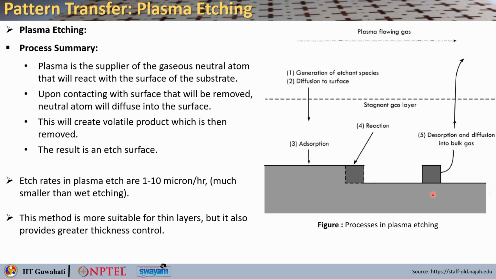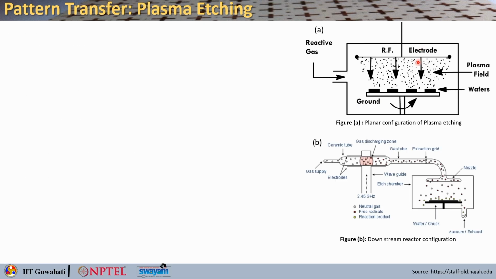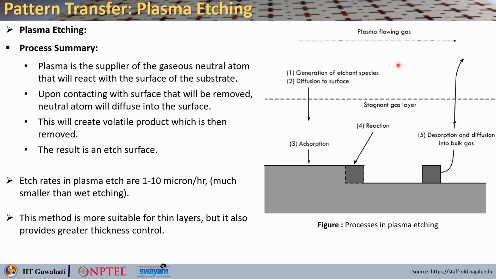So, this is how it works. You have the material to be removed. You have the plasma gas flowing this way, then you have generation of the etchant species, then it diffuses to the surface, where it gets absorbed, and there is a reaction. After that you have desorption and diffusion of this gas into the bulk, which is then removed by the flowing gas.